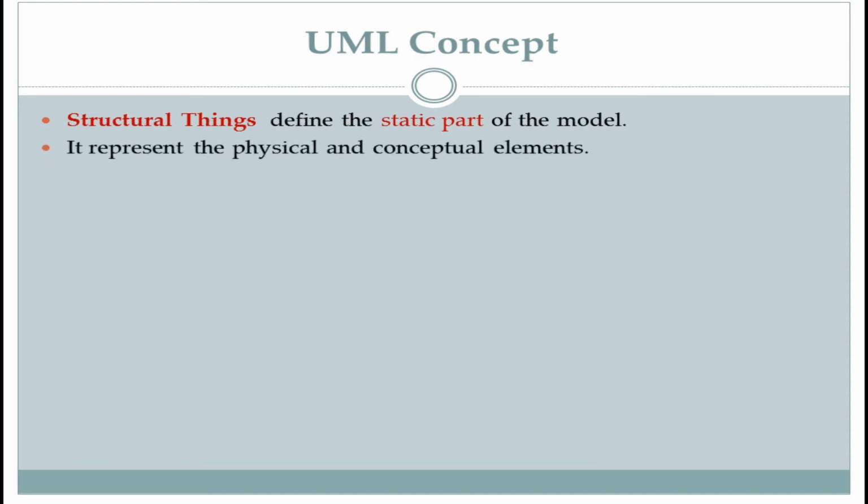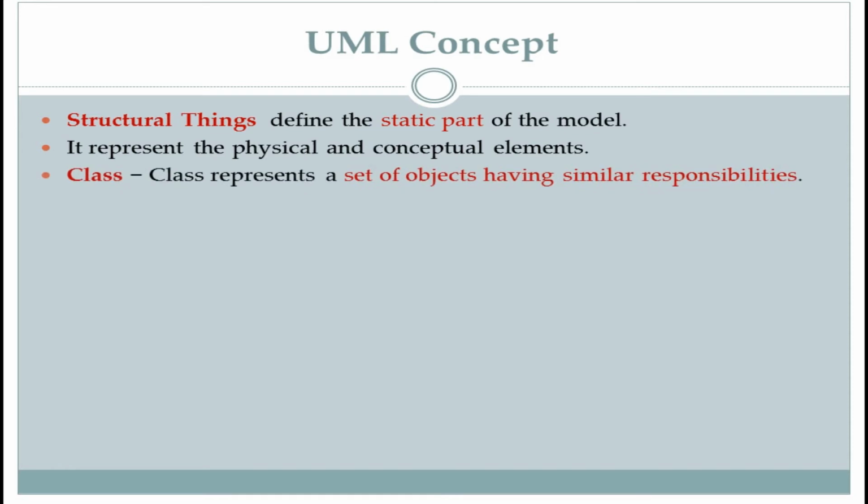Structural things represent the physical and conceptual elements of the model. In structural thing, there are some types. The first is class. Class represents a set of objects having similar responsibilities. The term similar responsibility means a class designed or prepared for a specific task.